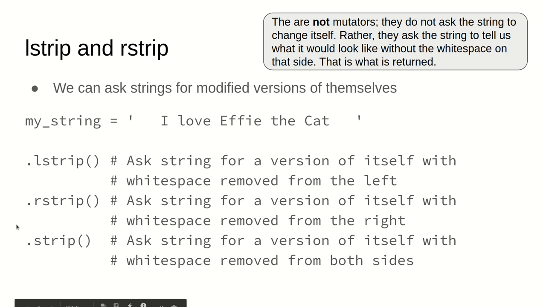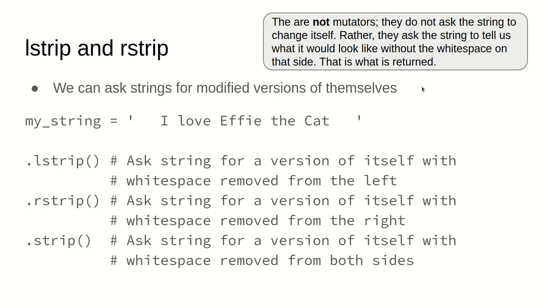And then myString.strip would remove white space from both ends. The right-hand side and the left-hand side of the string here would lose their spaces. Spaces in the middle are again left untouched.